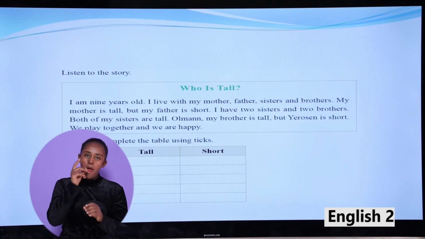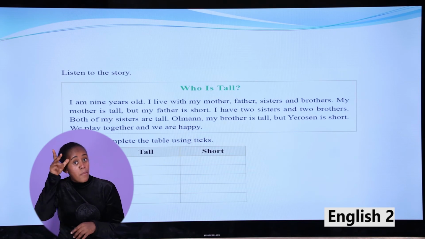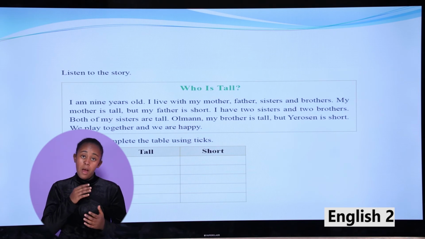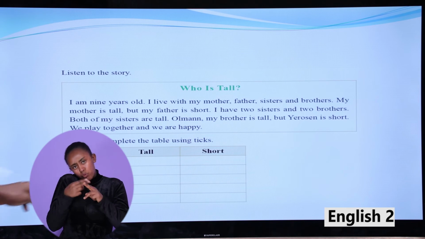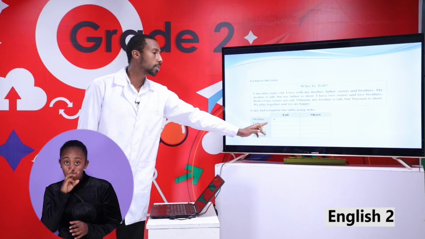Okay, so let us do together. Student, father, the question is father. So, you have to read the reading task again. I am 9 years old. I live with my mother, father, sister and brother. My mother is tall, but my father is short. So, you have to put the right sign over here because his father is short.